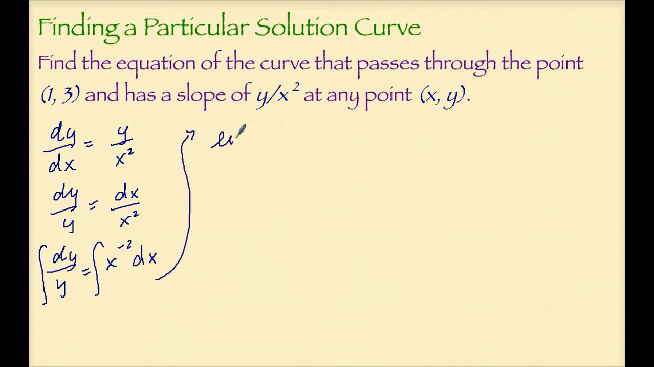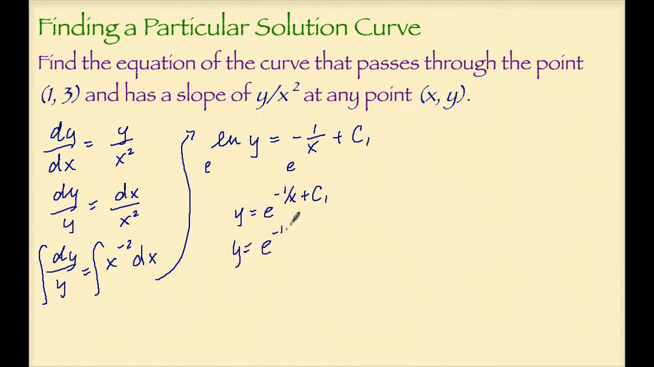This will result in natural log of y is equal to negative 1 over x plus c sub 1. Let's exponentiate both sides of the equation to solve for y. Y is equal to e to the negative 1 over x plus c sub 1. But the right side of the equation can be rewritten as e to the negative 1 over x times e to the c sub 1. And of course, this can now become the coefficient of the exponential term. Y equals c e to the negative 1 over x. We're going to solve for a specific c, however, using our initial condition, which is 1, 3.